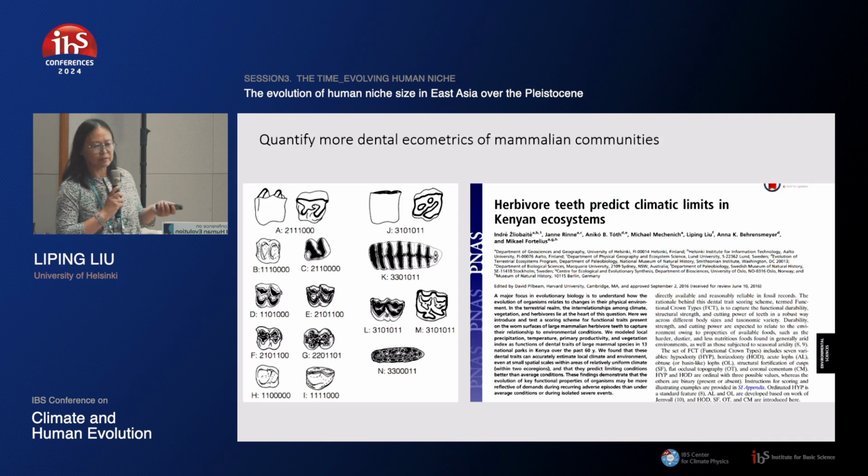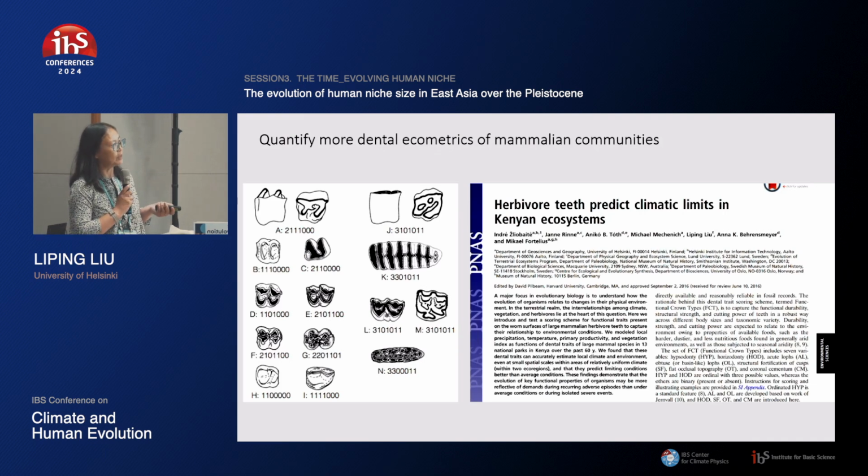After hypsodonty, we were thinking, since the teeth are so important for diet, we are quite sure the morphology of the tooth surface is also important for the climate. So then we scored a more dental ecometrics. The method is easy: except for hypsodonty, we also score other characters. For example, whether the cusps are bunodont or they have lophodont teeth. If they have the character, you put 1. If they don't have it, you put 0. In this sense, tooth morphology can be transferred to a value.